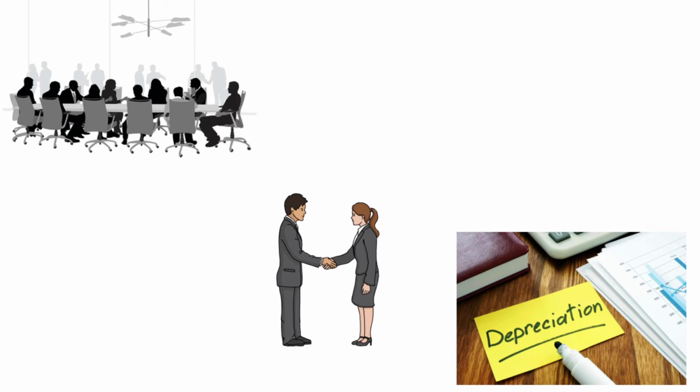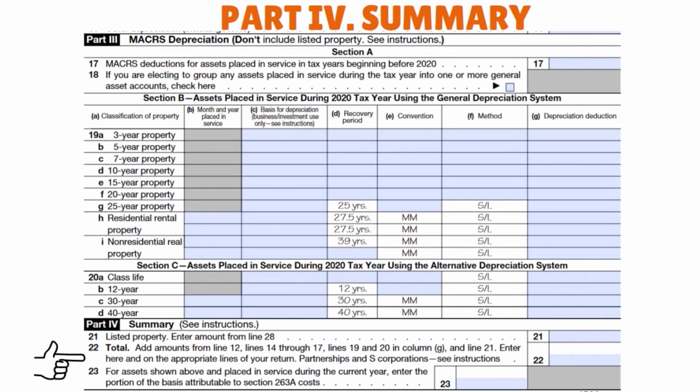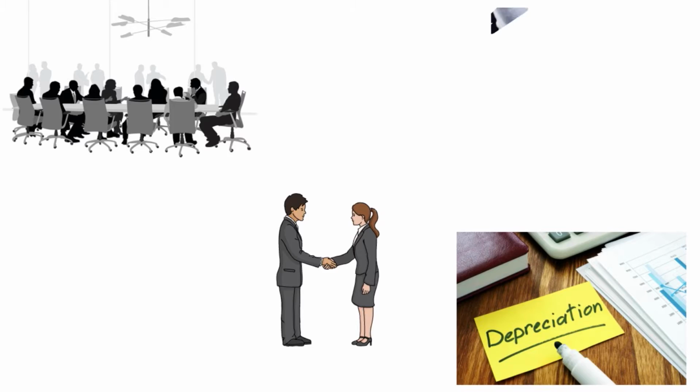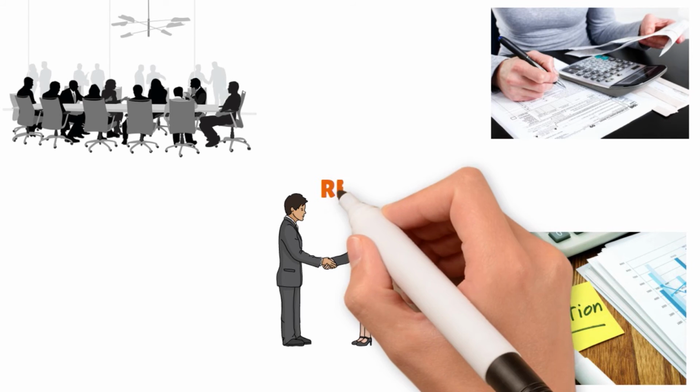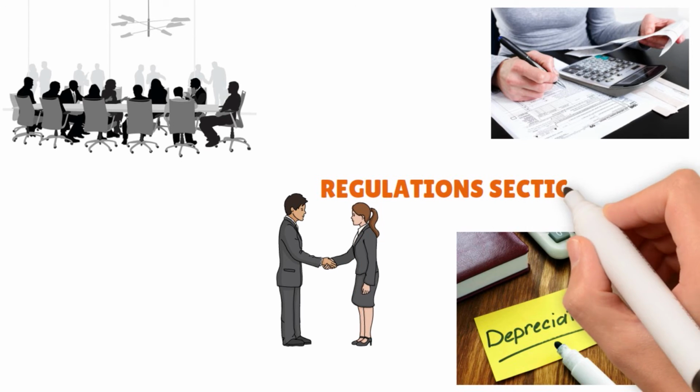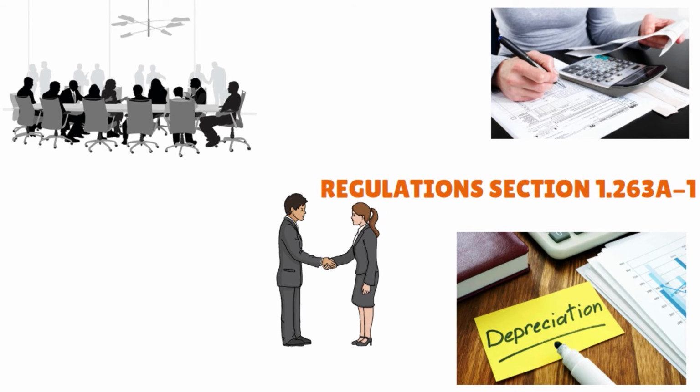And one thing I also want to say here is, now let's talk about line 23 for part 4. Now, if you are subject to the uniform capitalization rules of section 263A, you need to enter the increase in basis from costs you must capitalize. And the one thing that's very important here is that this is an important topic if it applies to you. So if you want detailed discussions of who is subject to these rules, which costs must be capitalized, or allocation of costs among activities, you need to see regulations section 1.263A-1.